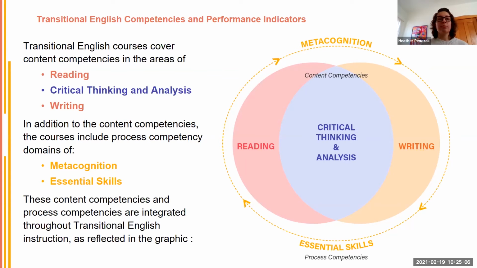And so your content competencies would be the areas of reading, critical thinking and analysis, and writing. These would be those competency areas, those domains that are directly assessed for students. But we also embedded those process competency domains, so metacognition and essential skills, to really be embedded throughout. And so they may not be directly assessed, but they are embedded and they are incorporated throughout the other domains and throughout a student's experience in transitional English.